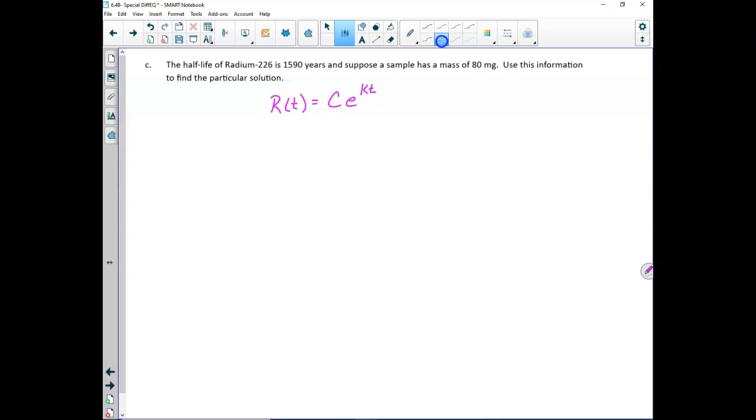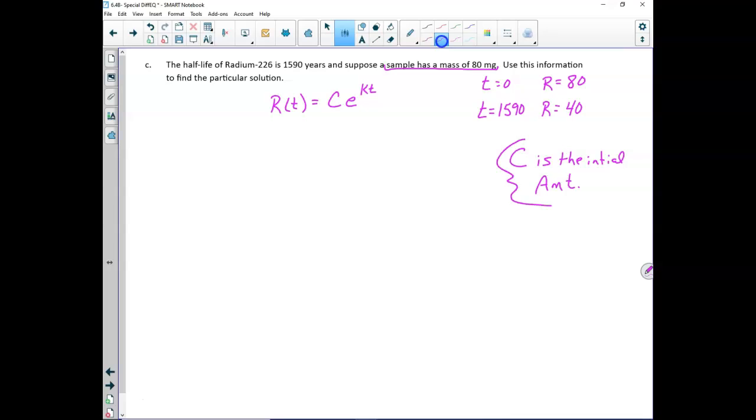This is my initial sample. So my initial sample at time 0 means R, the amount of radium I have, is 80 milligrams. Well, what happens if 1,590 years pass by? Because 1 half-life transpires, I'm going to have 40 milligrams left. So what are we going to do? We're going to look at these things, and remember, C is the initial amount. Don't forget C is the initial amount.